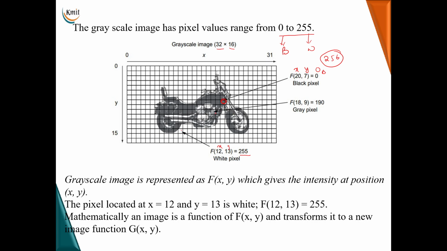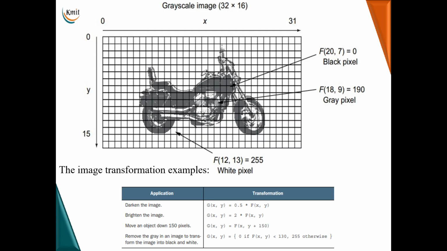And here you can see a gray image, whose intensity ranges between 0 to 255, which is 190 at x is equal to 18 and y is equal to 9. So it is a two-dimensional representation. Grayscale images are represented in two dimension x comma y with intensity values ranging between 0 to 255. 0 represents black and 255 represents white.